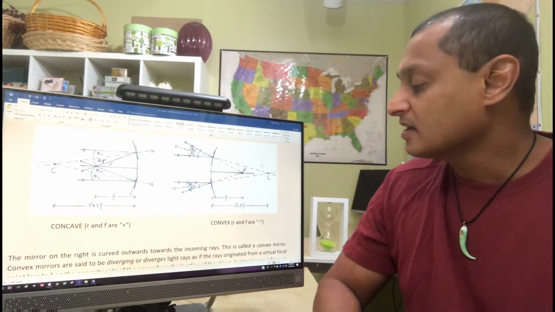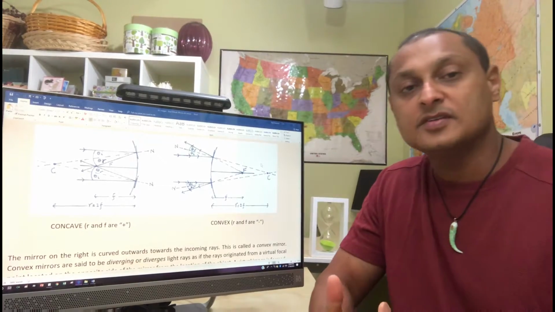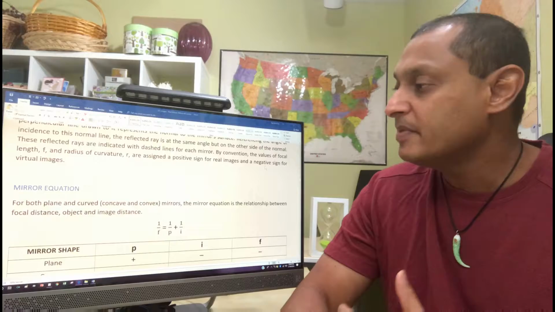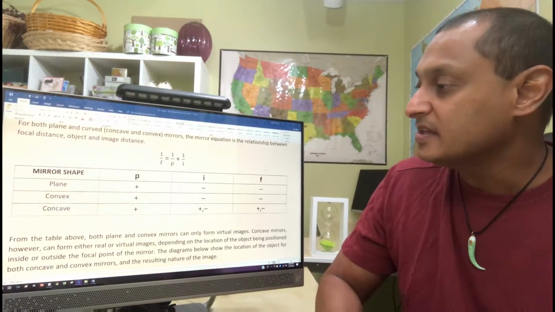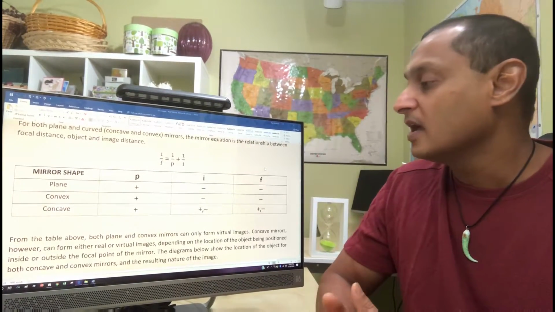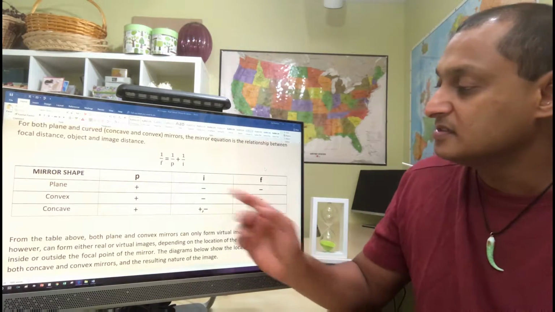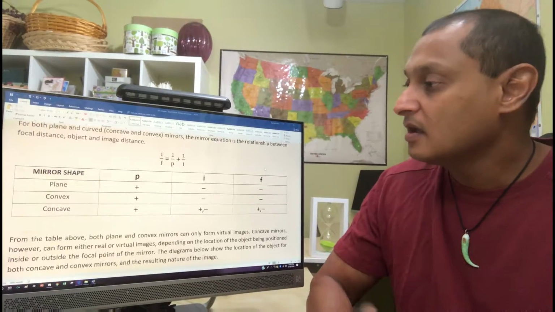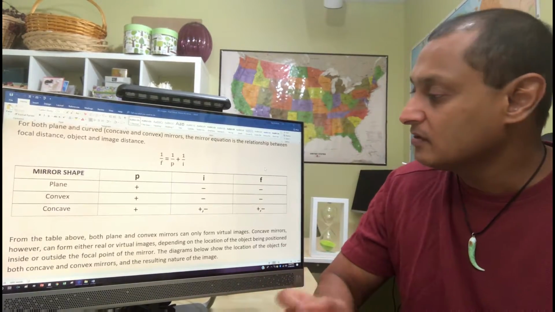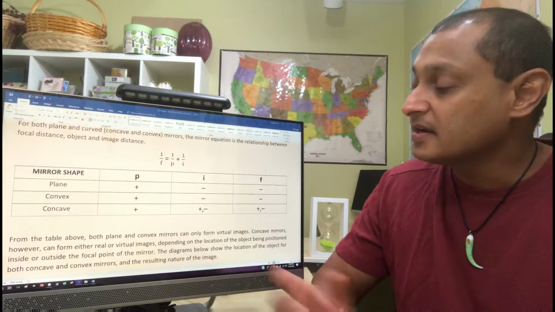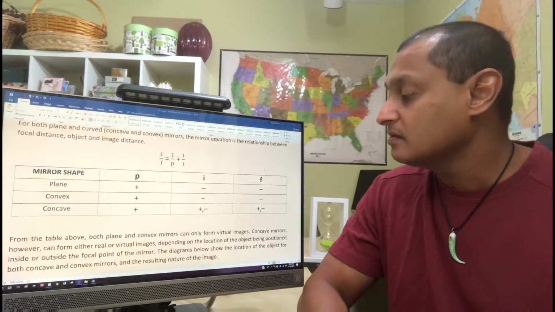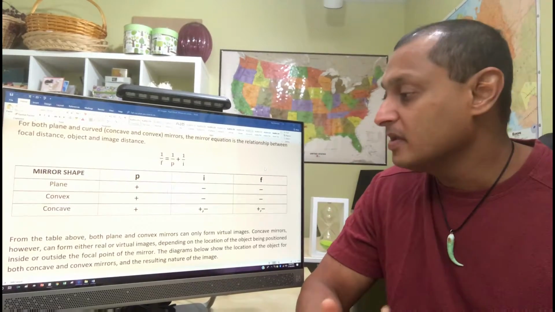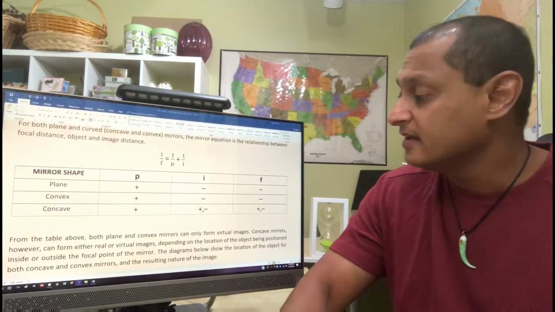Now, concave mirrors and convex mirrors, these are curved mirrors, and they also can form virtual and real images, and it depends on several things. For example, we see here that a plane mirror can only form a virtual image because the image distance is negative, meaning it's on the opposite side of the mirror as the object itself. Convex mirrors, same story, they can only form a virtual image, but concave mirrors are interesting because they can form either a virtual image or a real image, depending on where the object is located, as we shall see later on in this chapter.